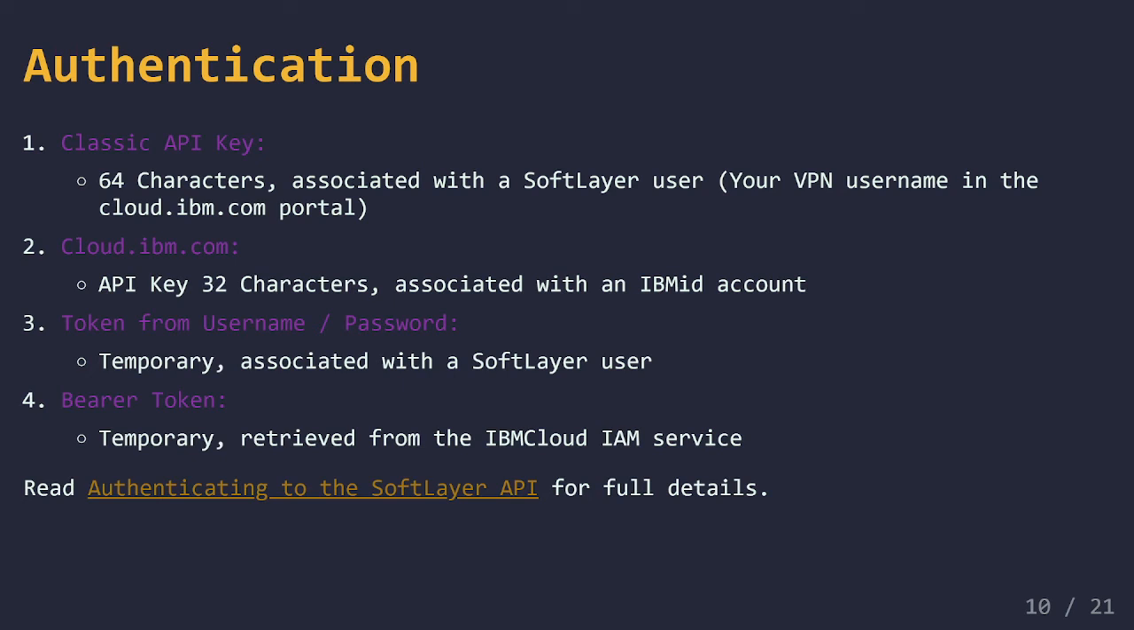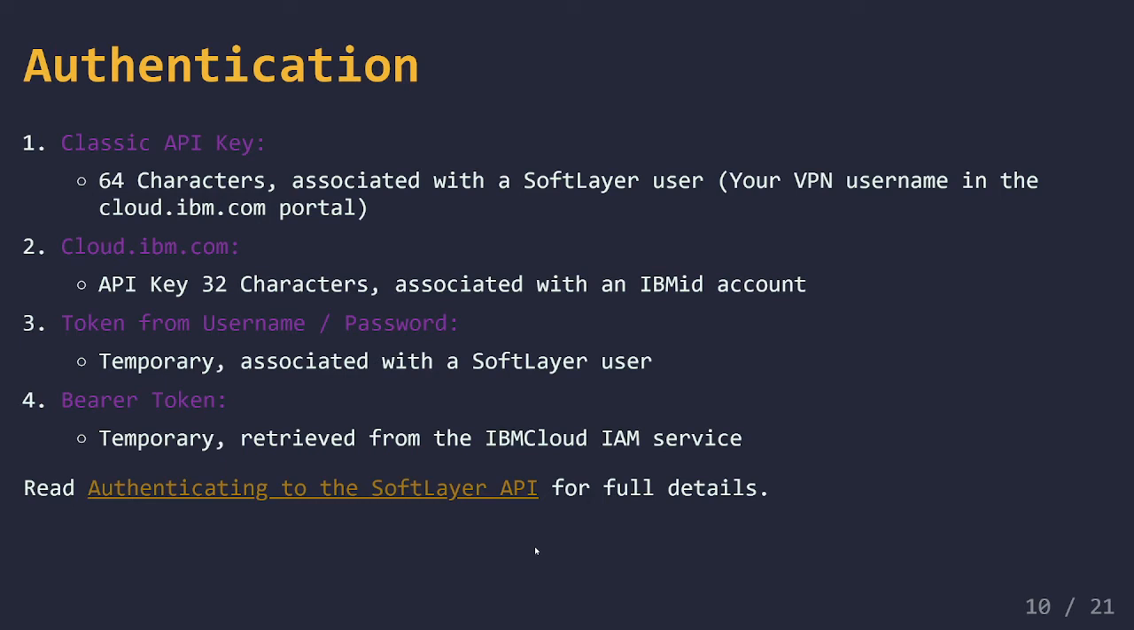So for authentication, there are a couple of different ways you can authenticate to the API. I've got a long article about it here on the SLDN website, detailing all the different ways of authenticating, how to get the keys, where they come from, and that sort of thing. But the basics are you have a classic API key. You can tell it's a classic API key because it's going to be 64 characters long and it's associated directly with your SoftLayer user. A cloud.ibm API key is going to be shorter, 32 characters, and that's associated with your IBM ID account.